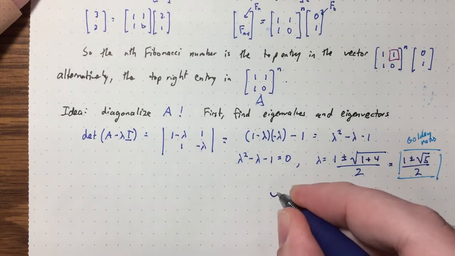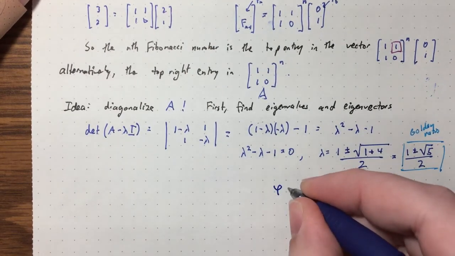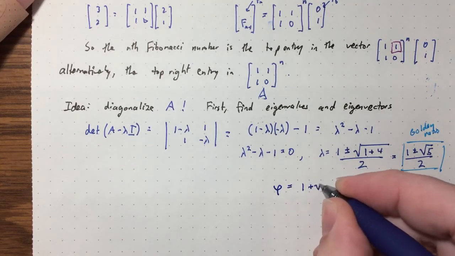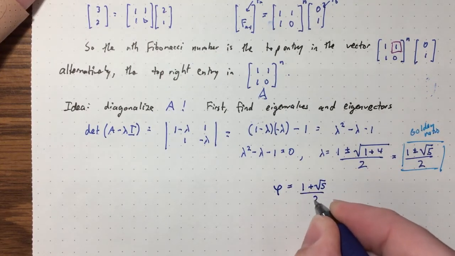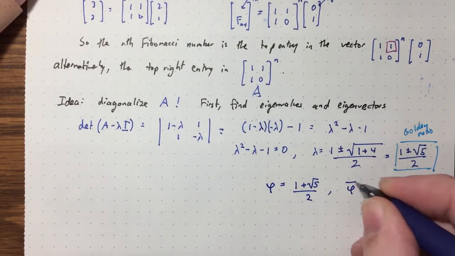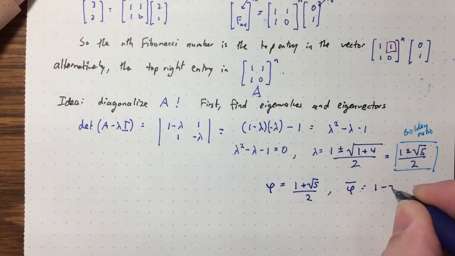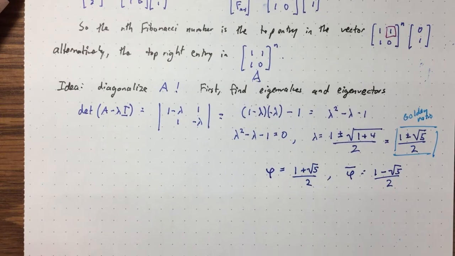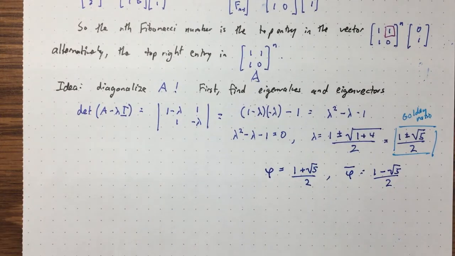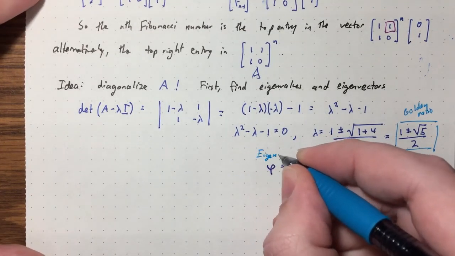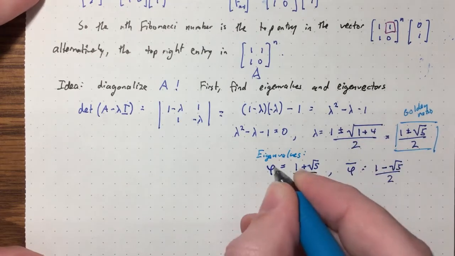So the golden ratio is denoted by this letter phi, this Greek letter. Let's call phi this root, 1 plus square root of 5 over 2. That's called the golden ratio. And I'll call the other one phi bar, which is 1 minus square root of 5 over 2. Right, so we have 2 roots. And these are our 2 eigenvalues. So that's great. So these are the eigenvalues, the roots of the characteristic polynomial.